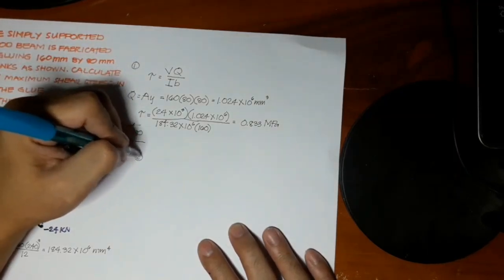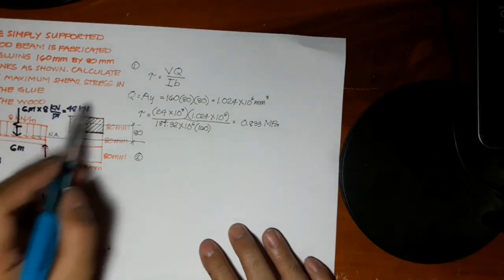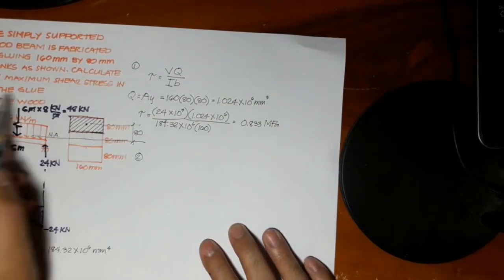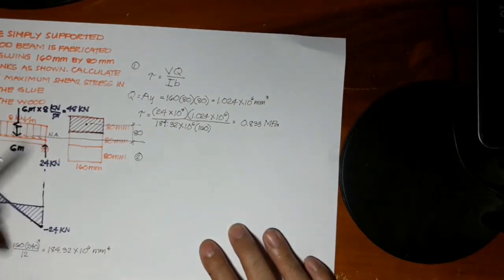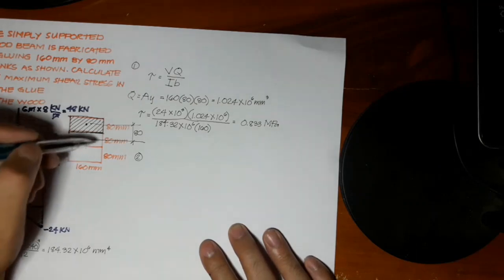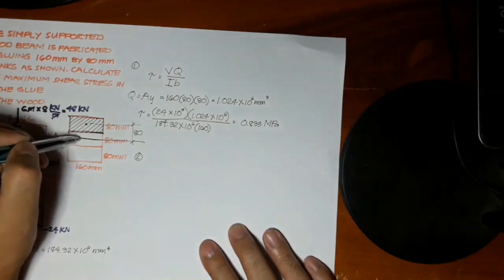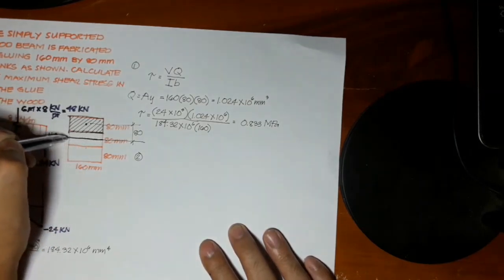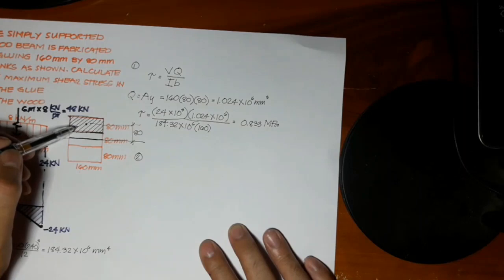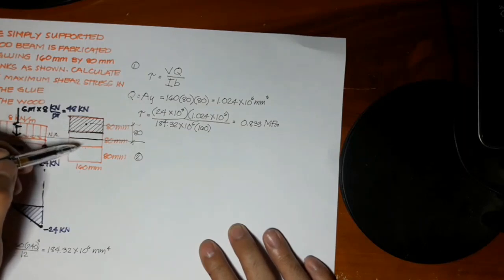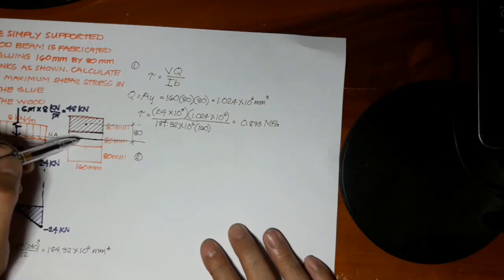For question number 2, calculate the maximum shearing stress in the wood itself. The maximum shearing stress happens at the center, because this is a convergence between the tension zone and the compression zone: above is compression and below is tension. So this is the convergence of the tension and compression. Therefore, this will have the maximum shearing stress.